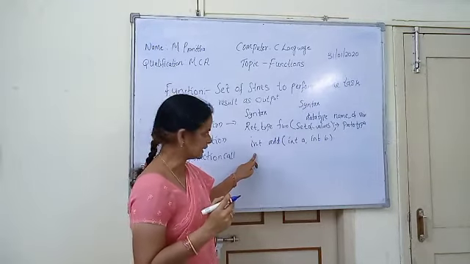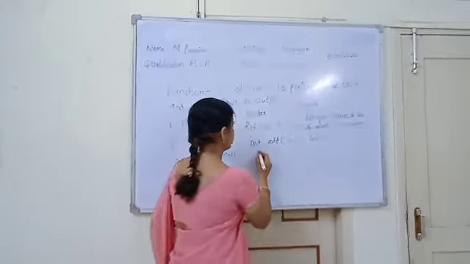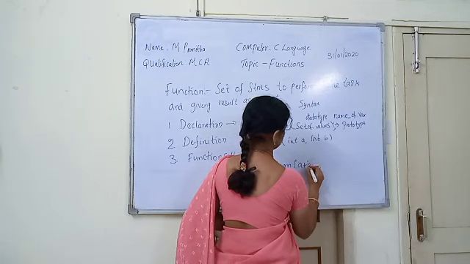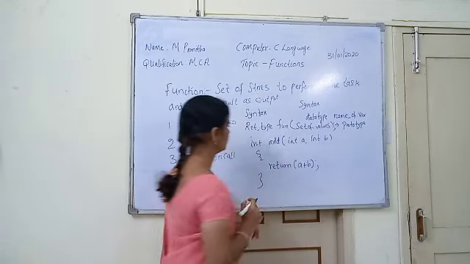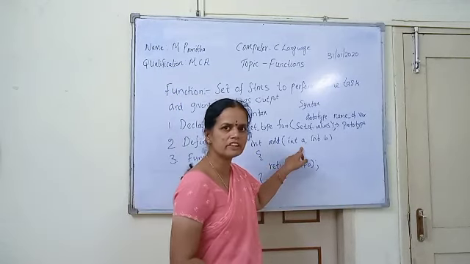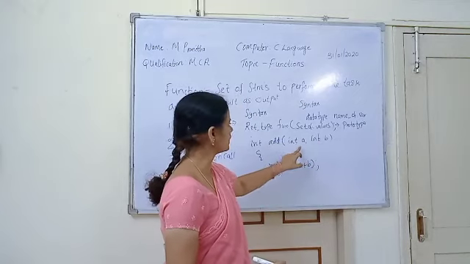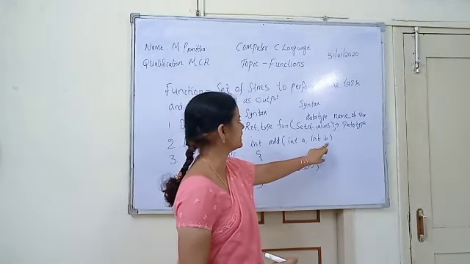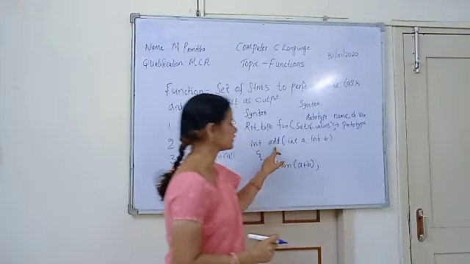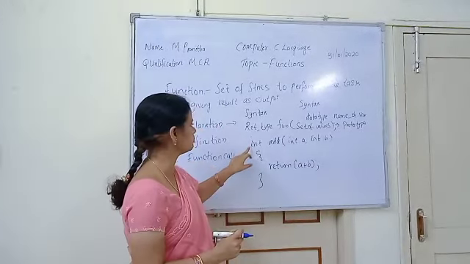So int is nothing but the return type. Int is the return type, and here we have the return type and the name of the function. Whenever you want to add two numbers, you should have two values. So here I am taking integer a and integer b. These are the two values. What is the use of this add? This function will add the two numbers, and whatever answer you get, that answer will be returned.